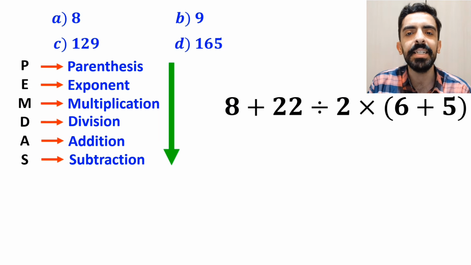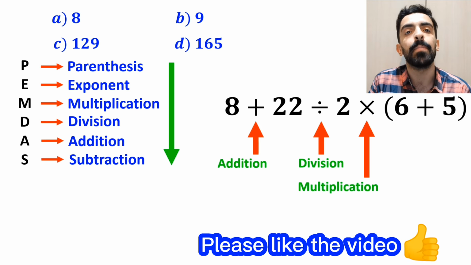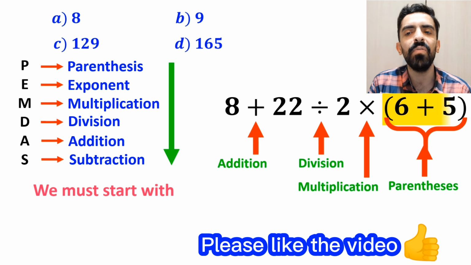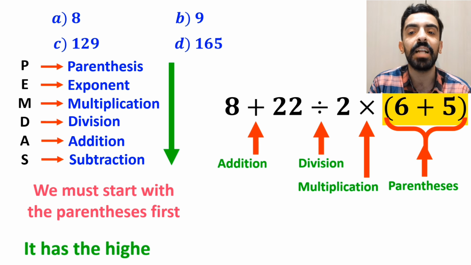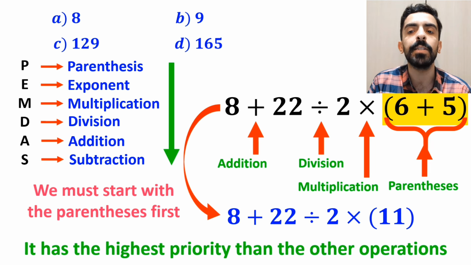Alright, as you can see in the image, in this expression, first we have an addition sign, then a division sign, followed by a multiplication, and finally parentheses. We must start with the parentheses first, because it has the highest priority of the operations. So, instead of this expression, we can write 8 + 22 ÷ 2 × 11.